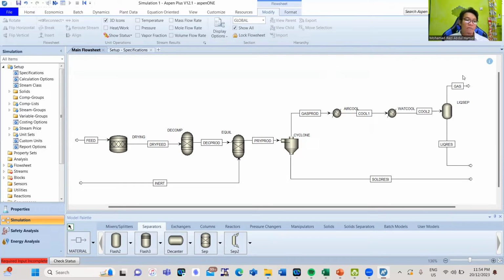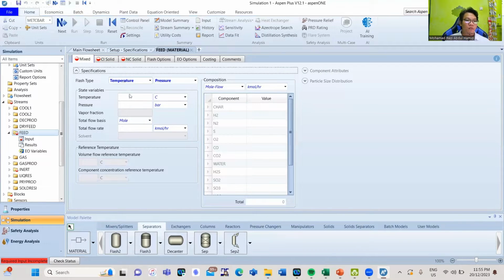So basically, this is the flow sheet that I will use to simulate biomass pyrolysis processes. Let's see. As I said, I'm not going to waste my time arranging all of this, but this is pretty much how it's going to look. After that, I need to specify my feed stream. Just double click or hit next if you want.